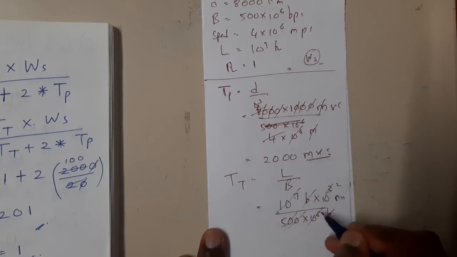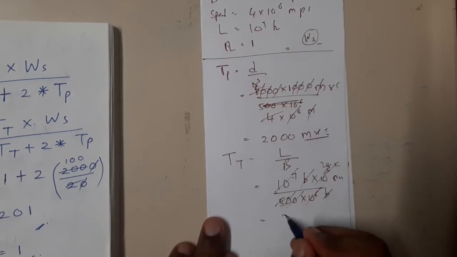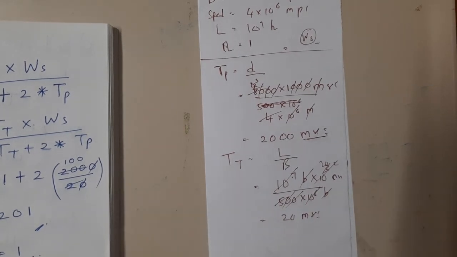So here there will be 2 left out. Yes, so from that I can cancel 1. So it will be 20, right? So 100 by 5 is nothing but 20. So it is 20 milliseconds. So I got the results. So they give the efficiency as 1.